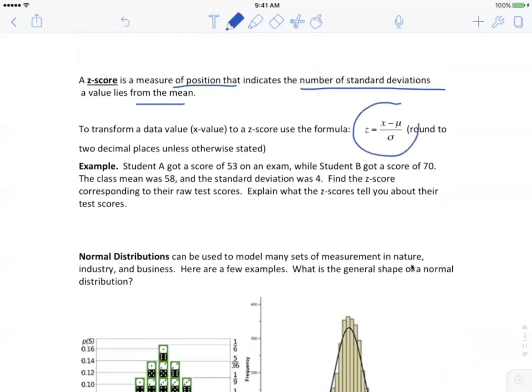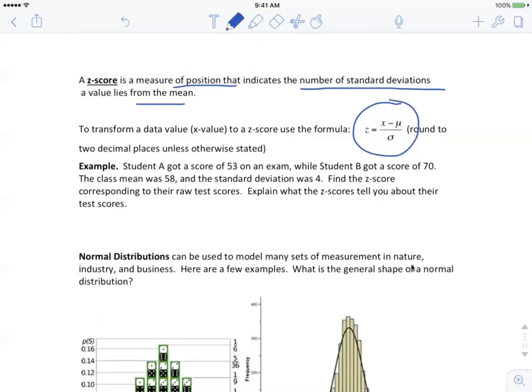Here's a formula for it, which is basically what we just did, right? We take the raw score x, subtract the mean, and divide it by the standard deviation, sigma. Okay, typically we're going to round these to 2 decimal places unless otherwise stated. So here's another example. Student A got a score of 53 on an exam, while student B got a score of 70, let's say on that same exam. The class mean was 58 and the standard deviation was 4. Let's see if we can find the z-score corresponding to their raw test scores.